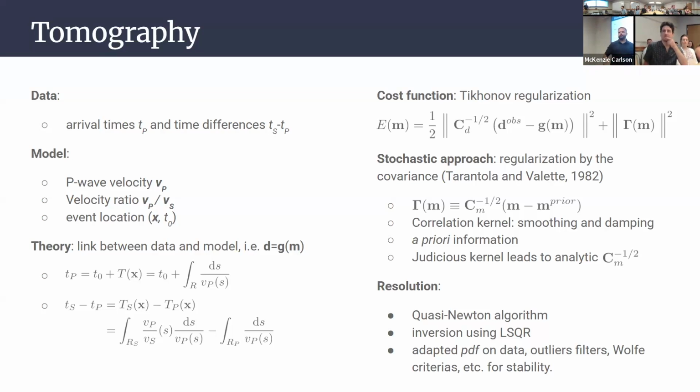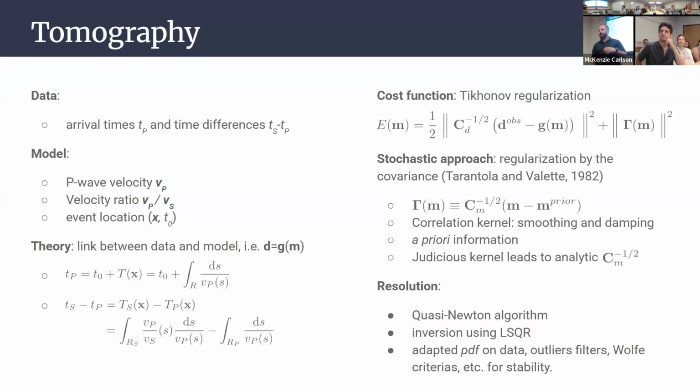So for example, for the PDF, we don't use Gaussian math. We use something that lets data be more wrong or problematic. We have filters for outliers. We use criteria to converge and have a better model for convergence and other stuff.